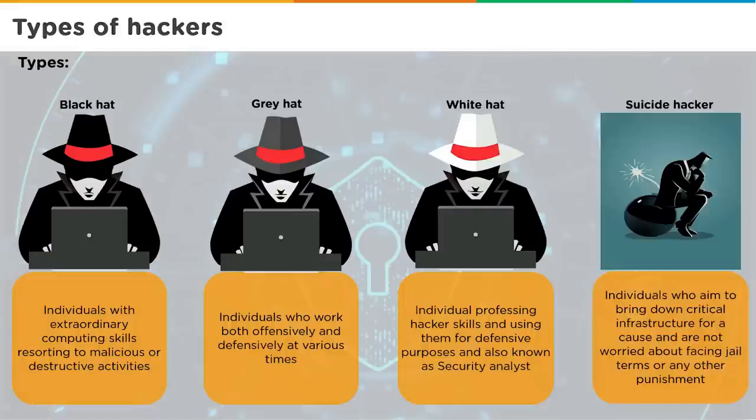Suicide hackers. Now, individuals who aim to bring down critical infrastructure for a cause and are not worried about facing jail terms or any other punishment. So, any people or any organization or a group of people, for example, Anonymous or these kind of organized hackers, they have a political cause or a social cause that they want to promote, and they do this by hacking critical infrastructure of organizations, bringing it down, defacing their website.